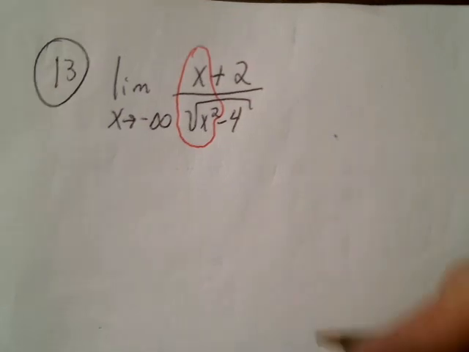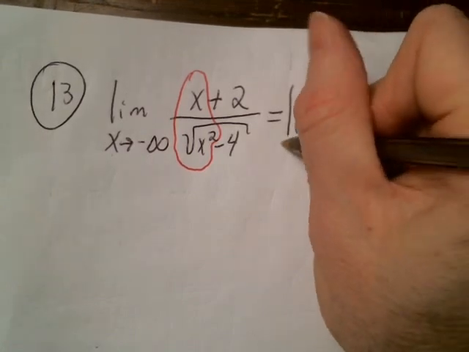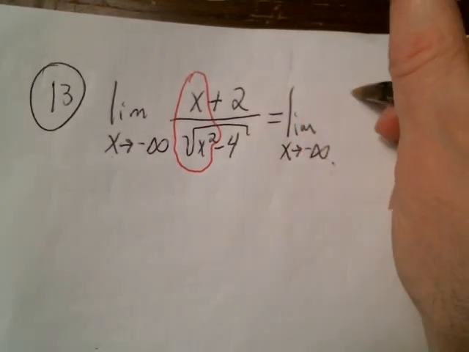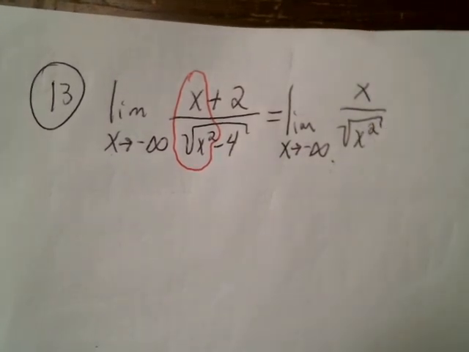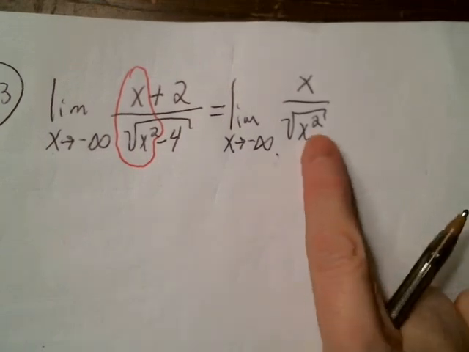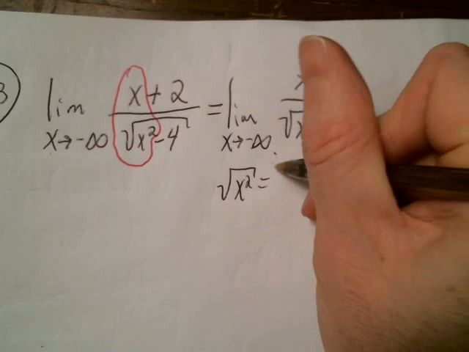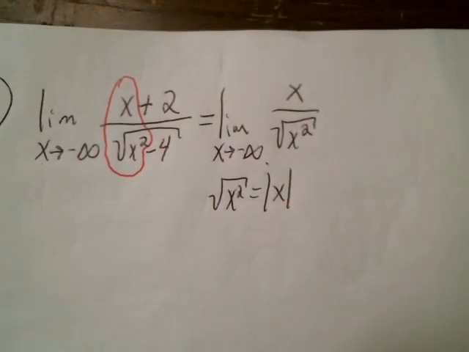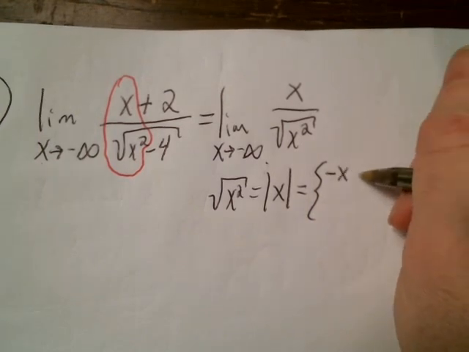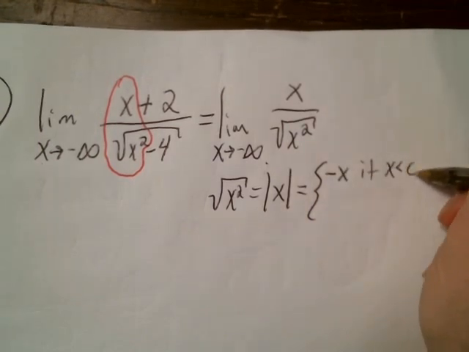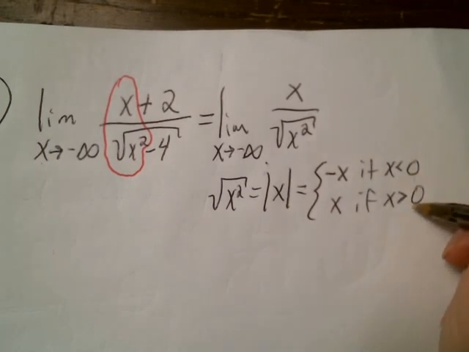Okay, so I can rewrite this as just having this, it's just going to have the same behavior as x all over the square root of x squared. Now I have to be a little careful with this critter, right? The square root of x squared is actually the absolute value of x. The absolute value of x is two different things. It's negative x if x is negative, and then it's positive x if x is non-negative.